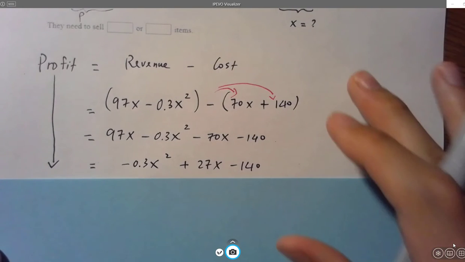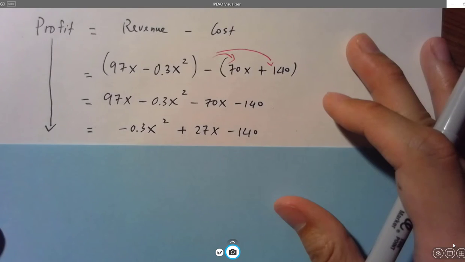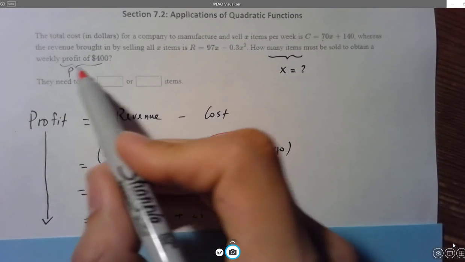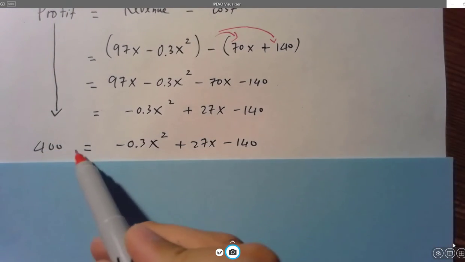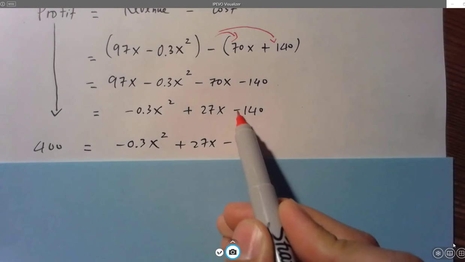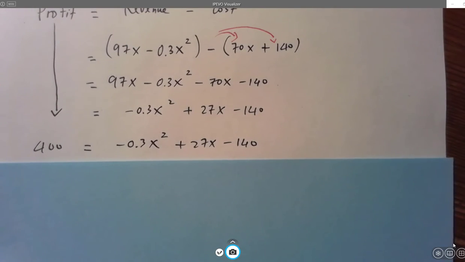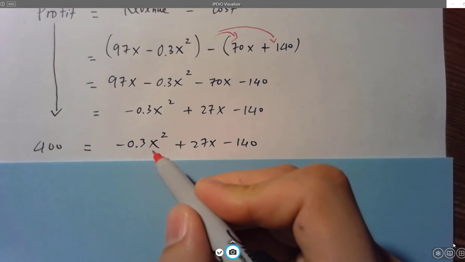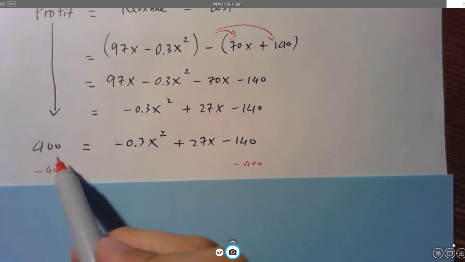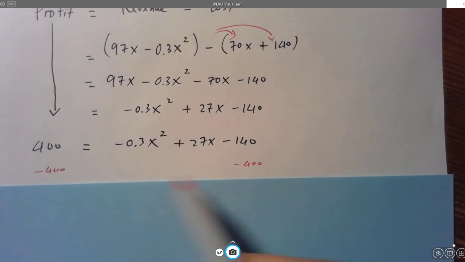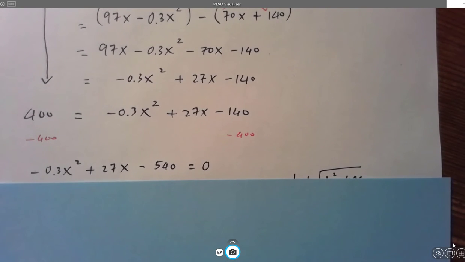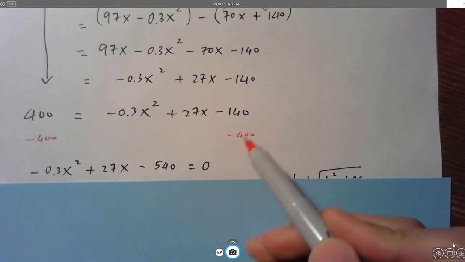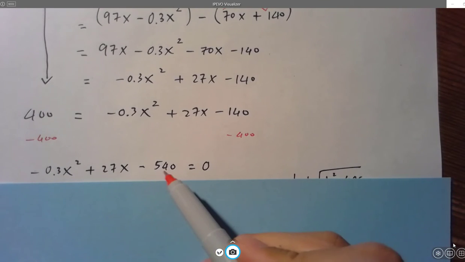Now we want the profit to be 400 from the question. You want P to be 400. So I set the whole expression equal to 400, and now you are solving for the value of x. First thing is I need to move the number to one side. So I subtract 400 on both sides, making 0 on the other side. Minus 140 subtract 400 gives me minus 540, equal to 0.